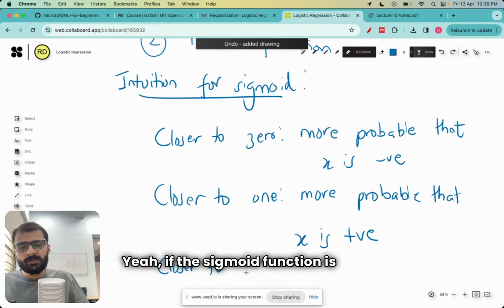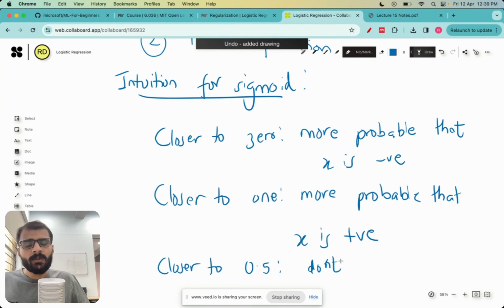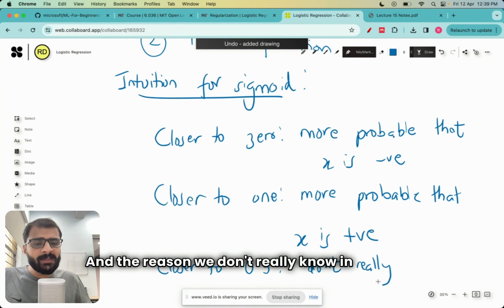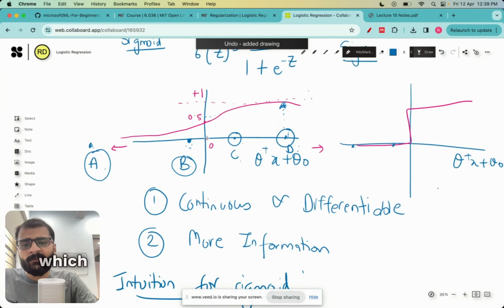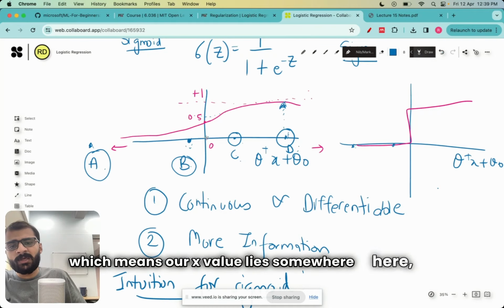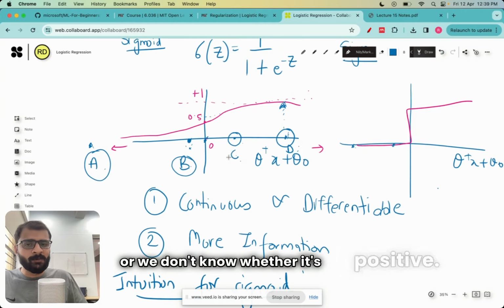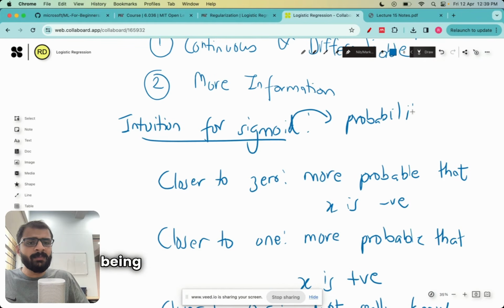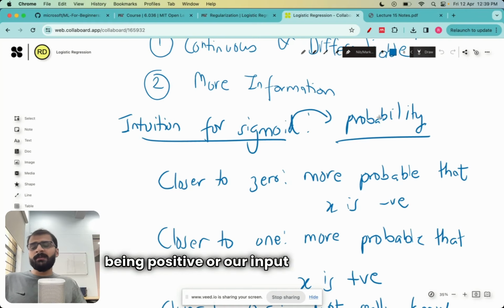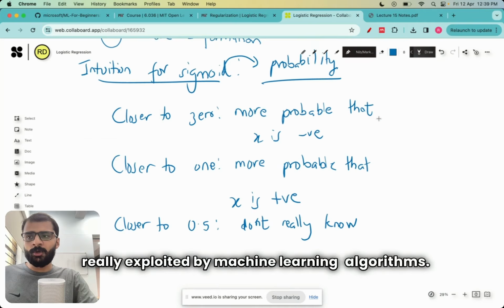If the sigmoid function is closer to 0.5, then we don't really know. And the reason we don't really know in this case is that if the sigmoid function is closer to 0.5, it means our x value lies somewhere here. So we don't know whether it's negative or whether it's positive. So the intuition for sigmoid is that it's also related to the probability of our input being positive or our input being negative. And this kind of intuition is really exploited by machine learning algorithms.